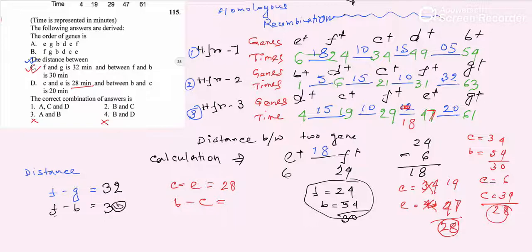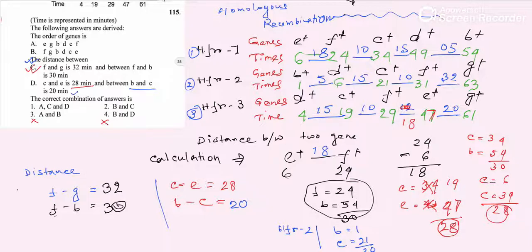And for the other, B and C, in the HFR strain 2 we can find that B is 1 and C is 21. So the distance between them is 20. So the distance between B and C is 20, as they have given.